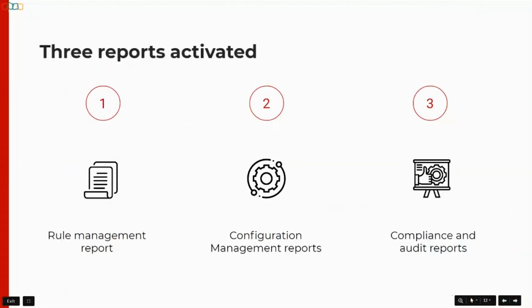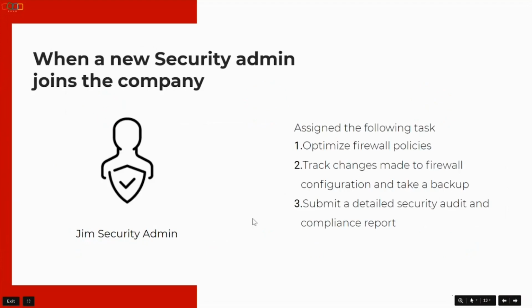All right, so once you fetch the rules and configurations from the firewall, you get access to 3 reports. The first report is the rule management report, followed by the configuration management report, and finally the compliance audit reports. To go through all of these features, let me put through a scenario.